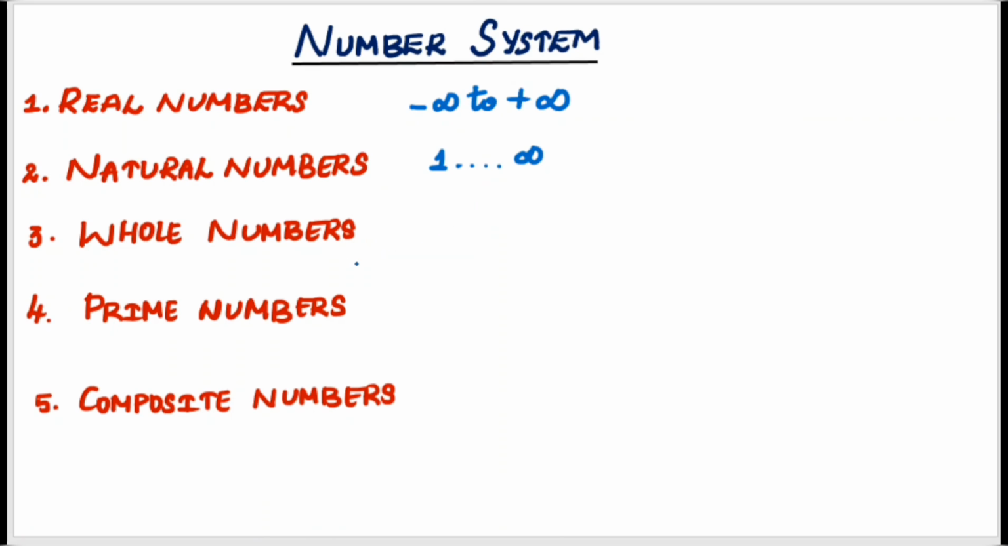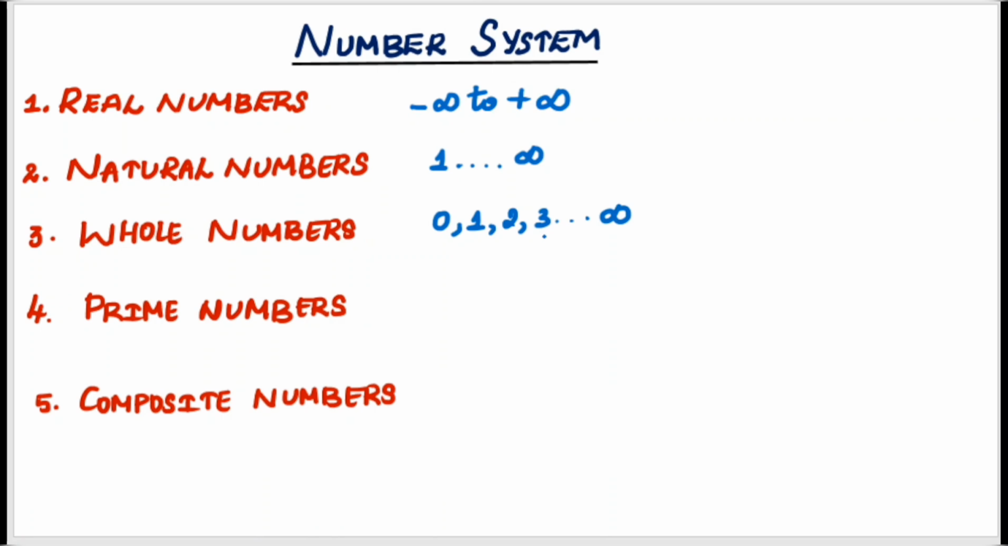Now, what are these whole numbers? Whole numbers are nothing but 0 added to the natural numbers. What I mean is it starts from 0, 1, 2, 3, and so on up to infinity. These numbers we call the whole numbers.